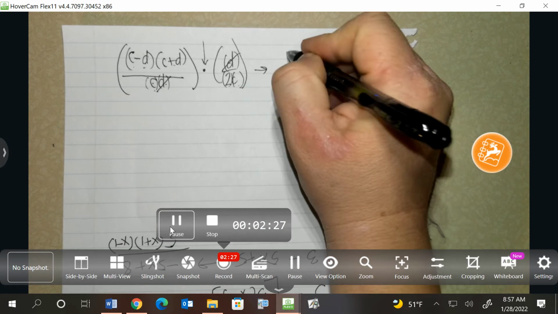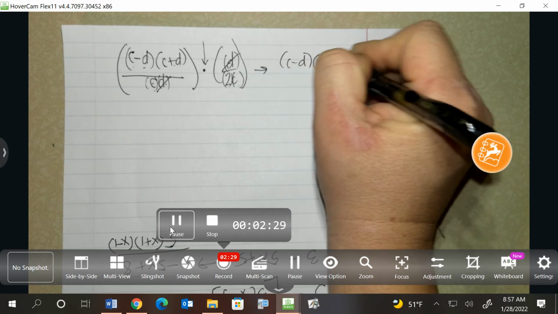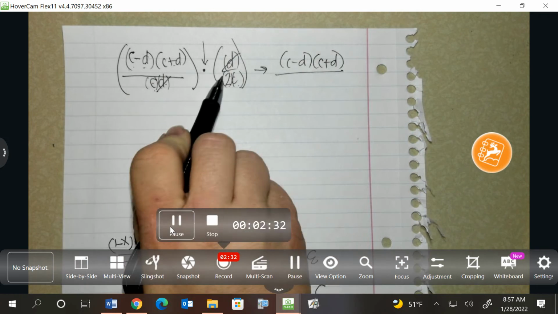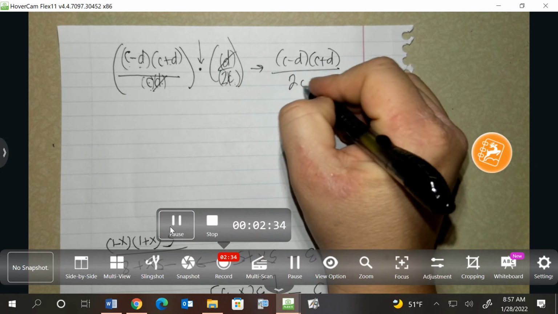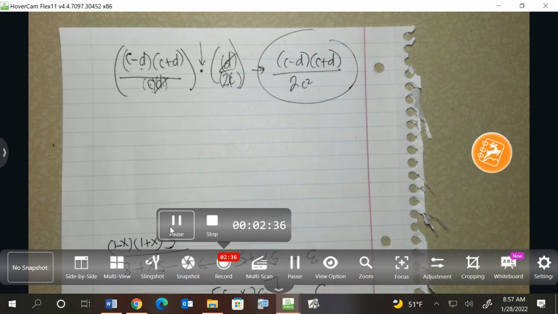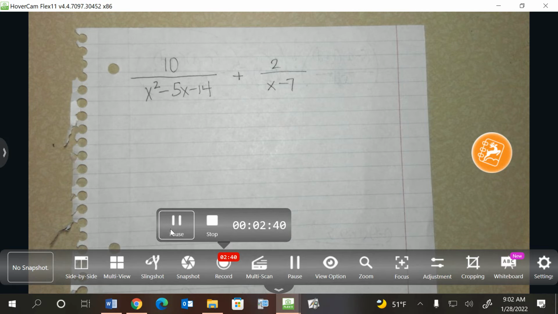So this is what I have. I have C minus D, C plus D, all over. Okay, there's a 2, and then there's 2 C's, C squared. This would be. So this problem is going to be like number 1.